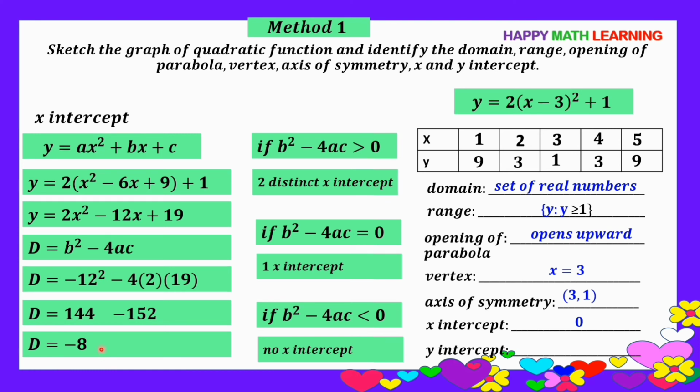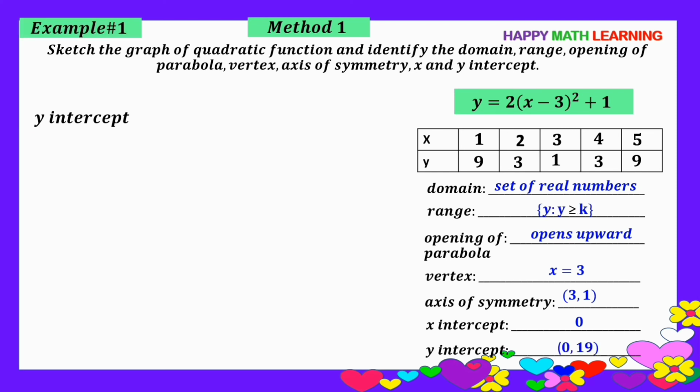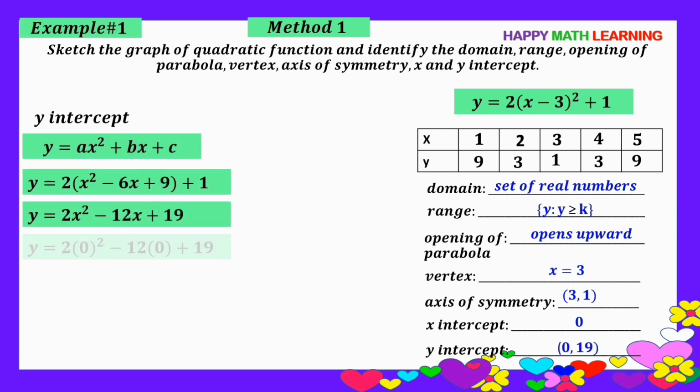Here, the discriminant is negative 8. Negative 8 is less than 0. If the discriminant is less than 0, then there is no x-intercept. Kaya dito, ang ating ilalagay sa x-intercept ay equals sa 0.